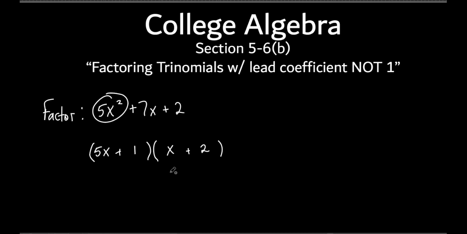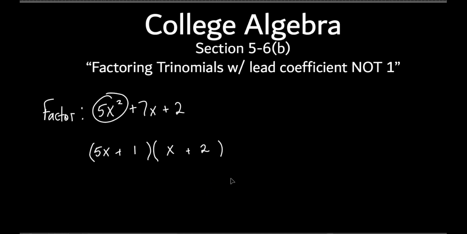So how do we know if this works? Well, we FOIL it and see if it works. 5x times x is 5x squared. So far, so good. But then look, 5x times 2 is what? No, I'm sorry. I was looking at this. You're absolutely right. It's 10x plus the inside, which is what? 1x. Is that the same as that? It's not. So does this work? No, it doesn't.